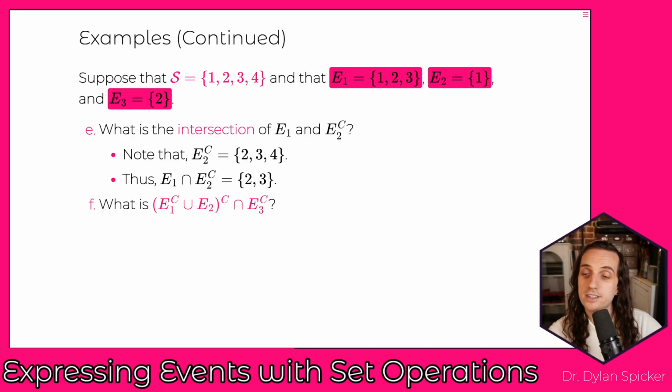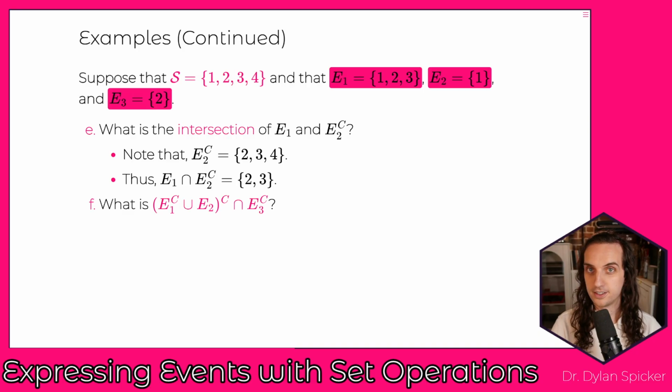Okay. Now we have a slightly longer expression here. What is E1 complement union E2, all complemented, intersecting with E3 complement? So I would encourage you to take a moment and try to work through this. And again, just work through it piece by piece here, going left to right, working inside brackets first where you need to.